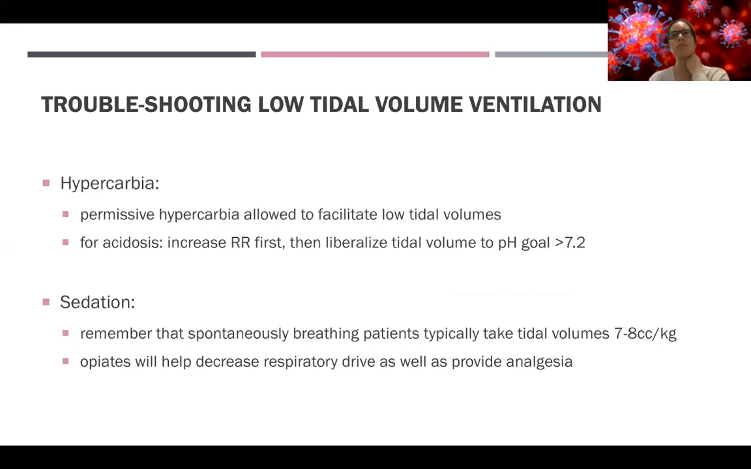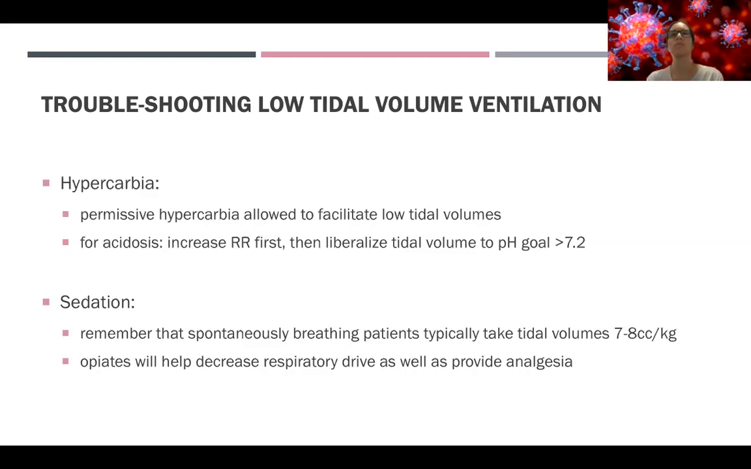So, troubleshooting low tidal volume ventilation. There are two issues that we commonly encounter with using low tidal volume ventilation. The first is hypercarbia. Because we're limiting tidal volumes, and both tidal volume and respiratory rate are the components on the ventilator that allow us to ventilate the patient, we allow permissive hypercarbia just to facilitate having those low tidal volumes. But if the patient develops acidosis, you can take two strategies. First is to increase the respiratory rate, and then if the pH is still less than 7.2, liberalize the tidal volumes.